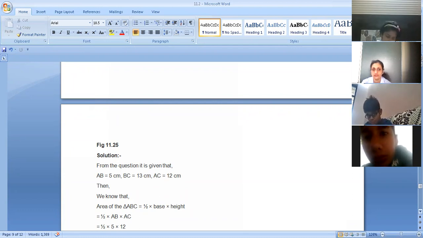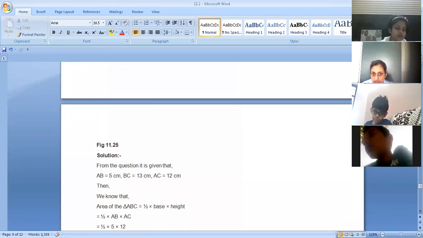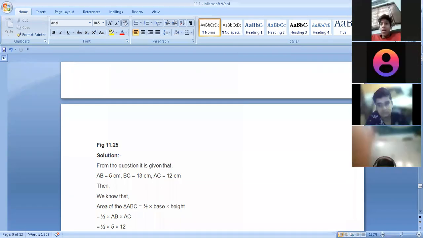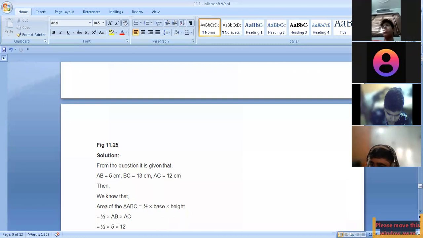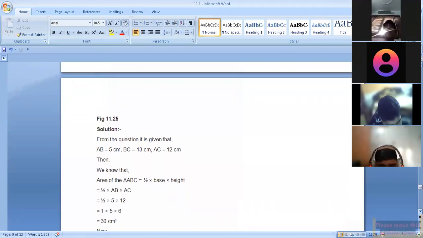30 centimeter square, right? Lakshya Chandra, Jessica, right answer. Sajal Singh, right answer. Half into base into height. When you are multiplying this value, 2 sixes are 12, 5 sixes are 30. 30 centimeter square. Right answer, Nupriya, Astha. That's correct. Yashika, Kia, right. Netik, that's correct answer. 30 centimeter square is the right answer.